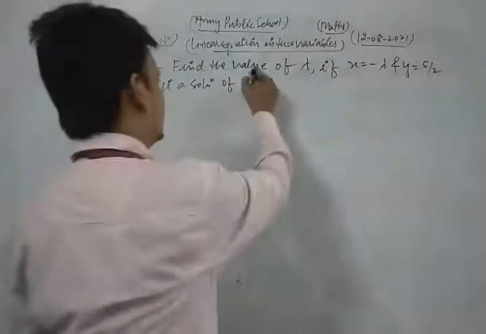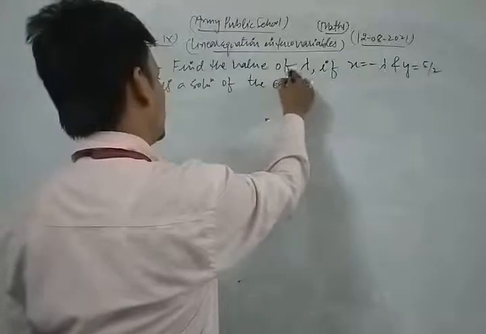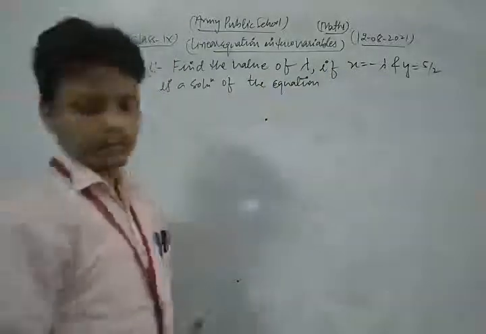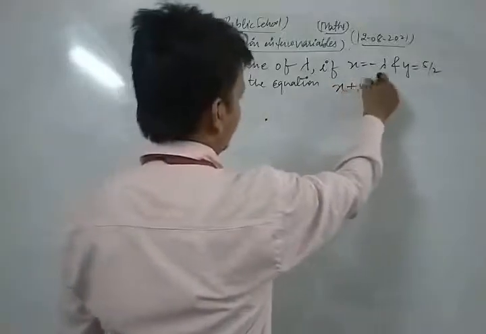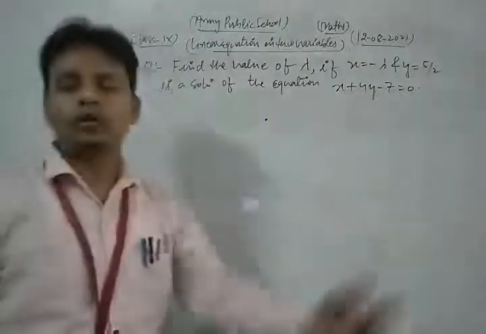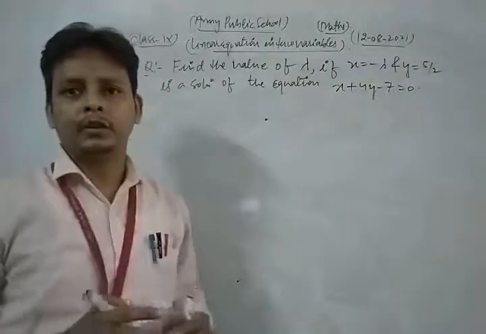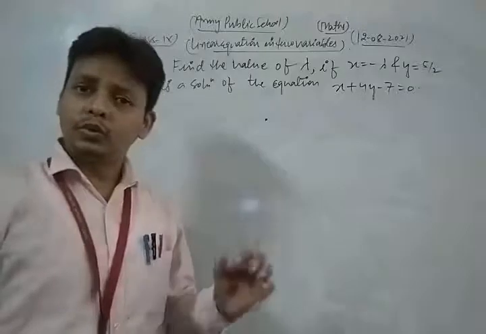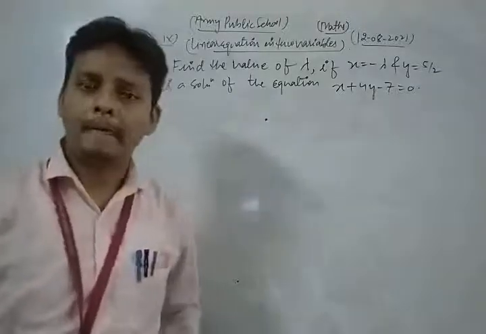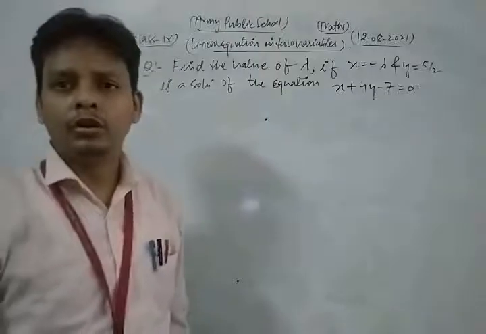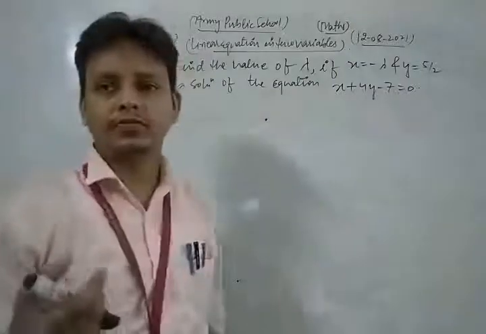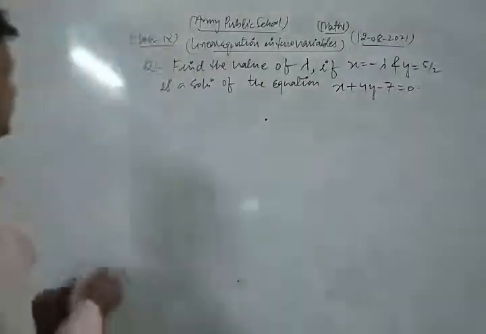x plus 4y minus 7 is equal to 0. This is a very important question of your syllabus, okay. Now let's see its solution. What is the process to solve this question? Okay, let's see its solution.